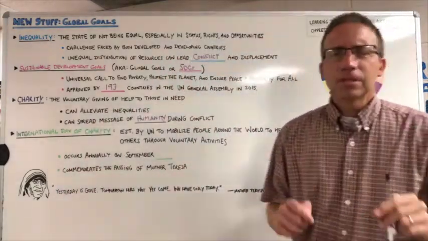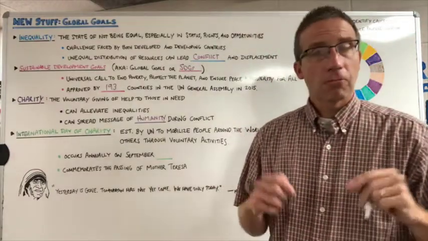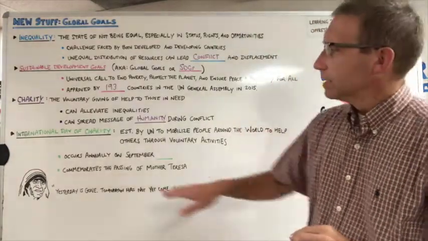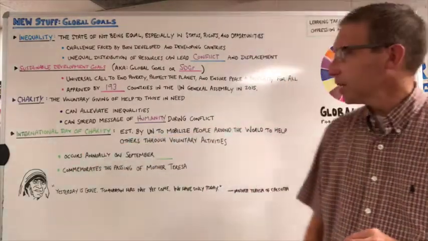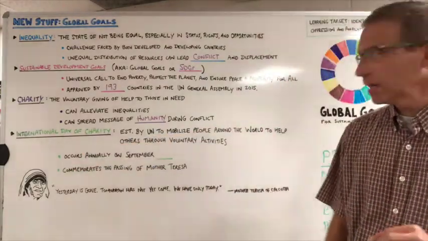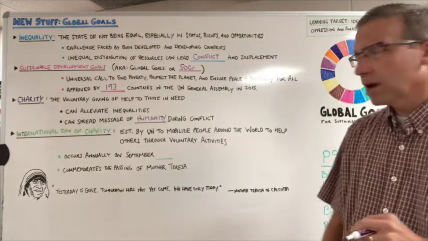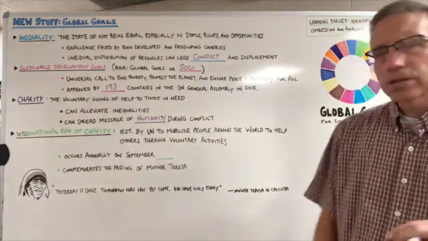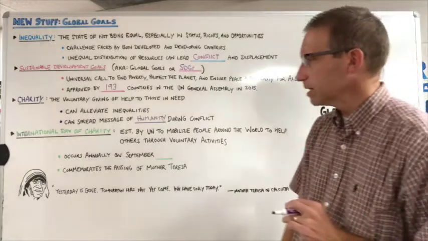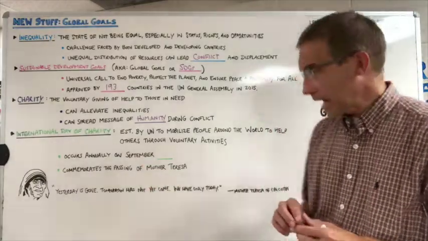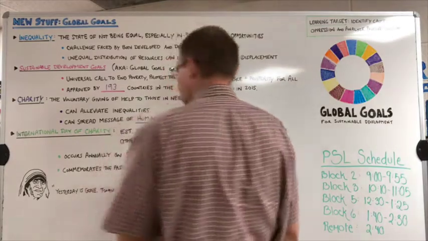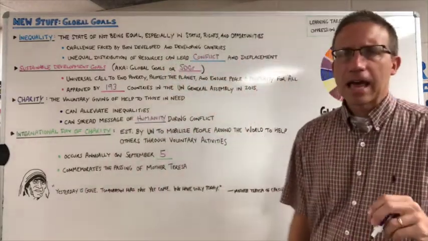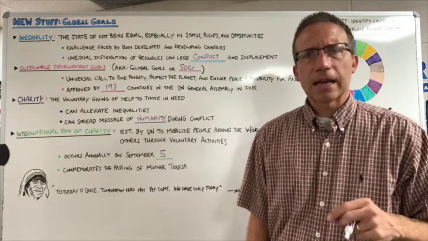And in an attempt to get more people practicing charity, a day was founded just a few years back called the International Day of Charity. It was established by the United Nations to mobilize people around the world to help others through voluntary activities. This occurs annually on September 5th. And that is the day that Mother Teresa passed away back in 1997.